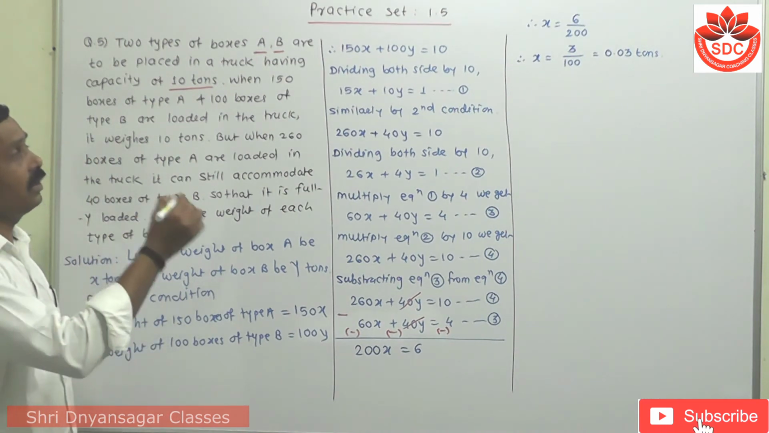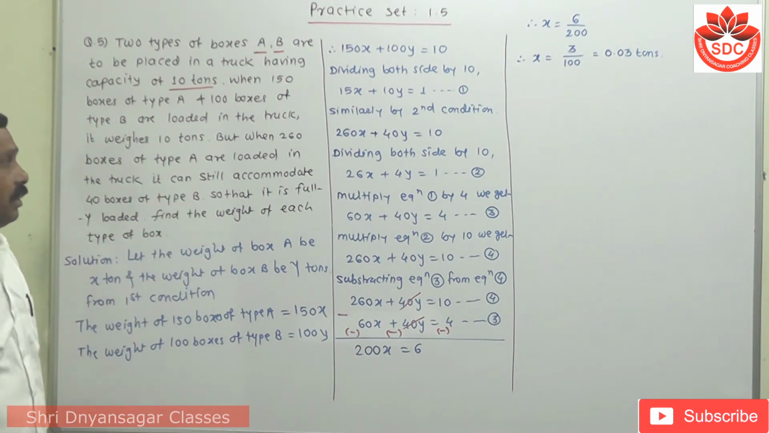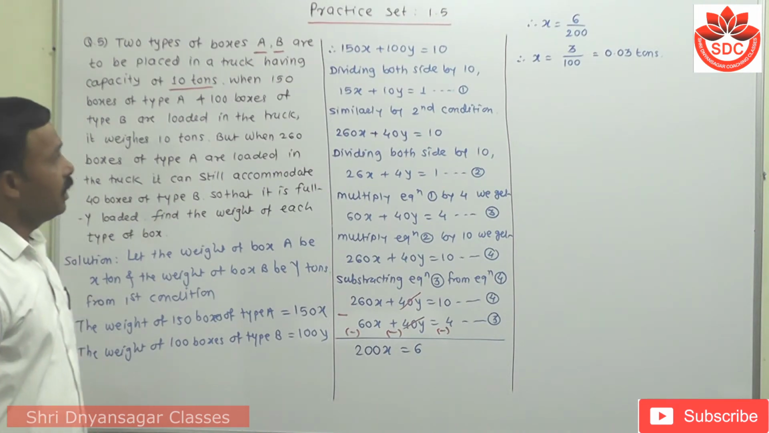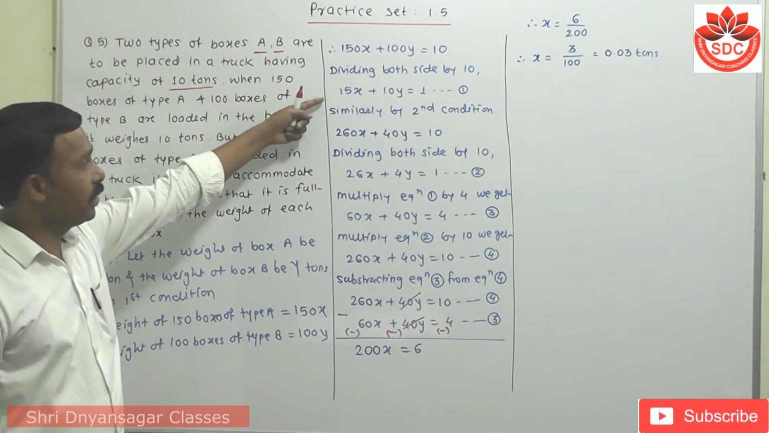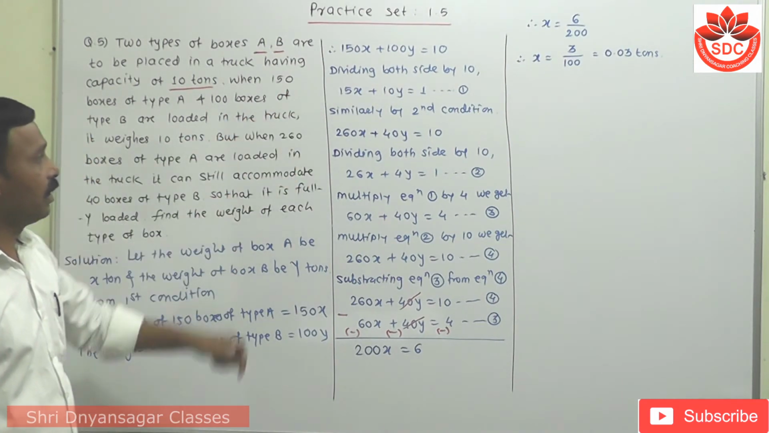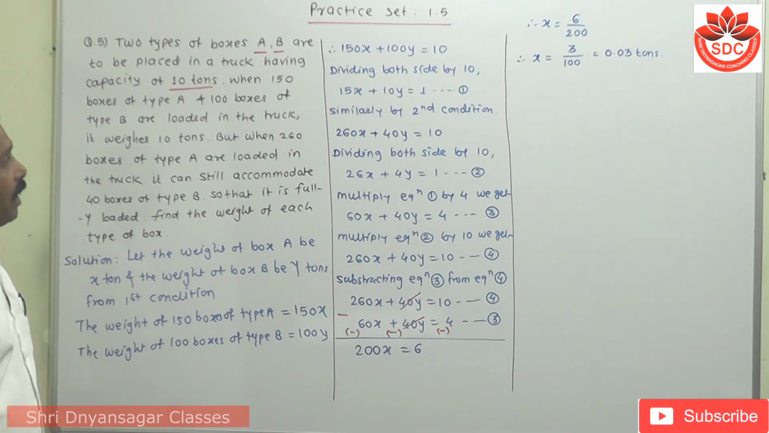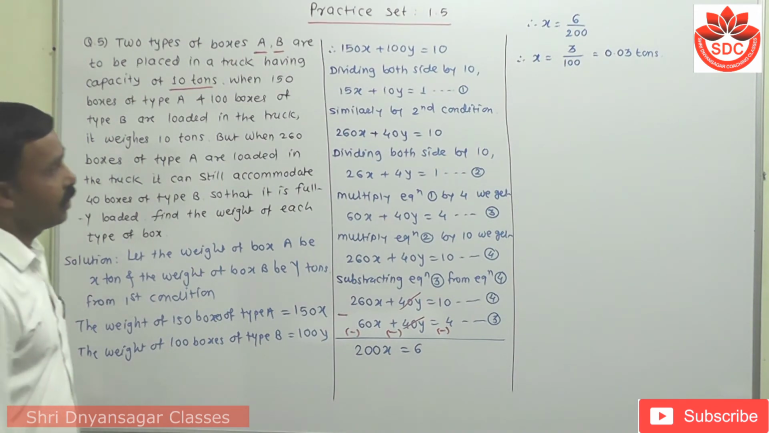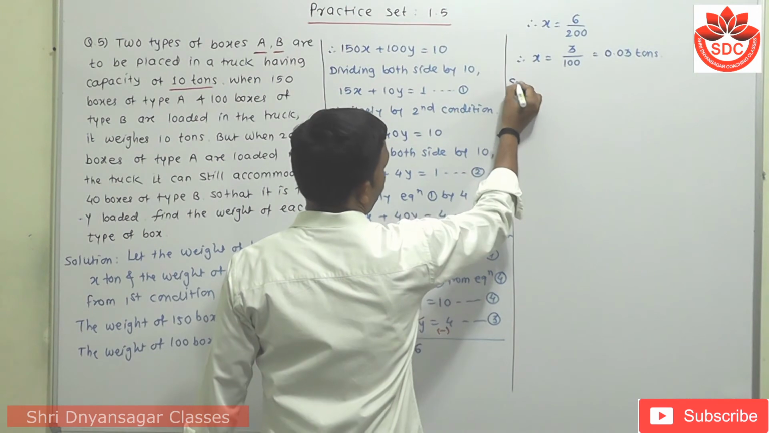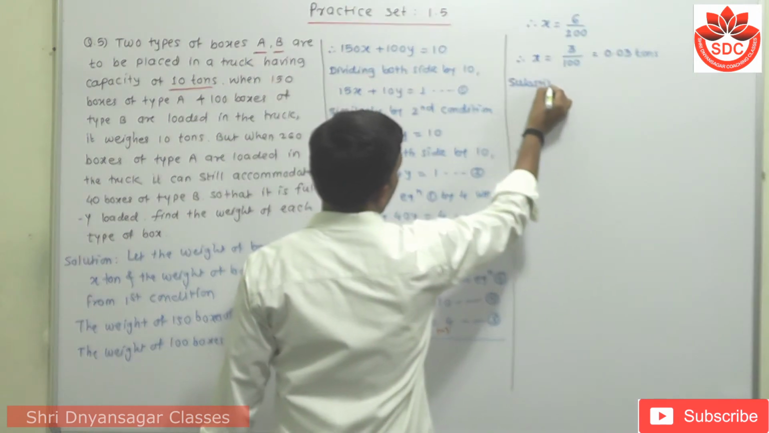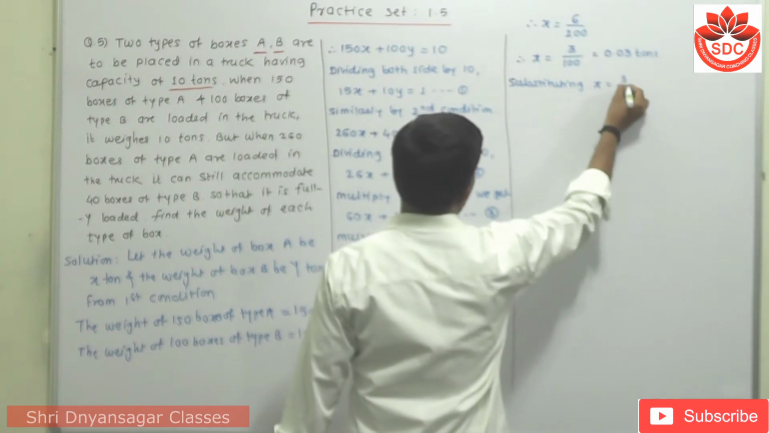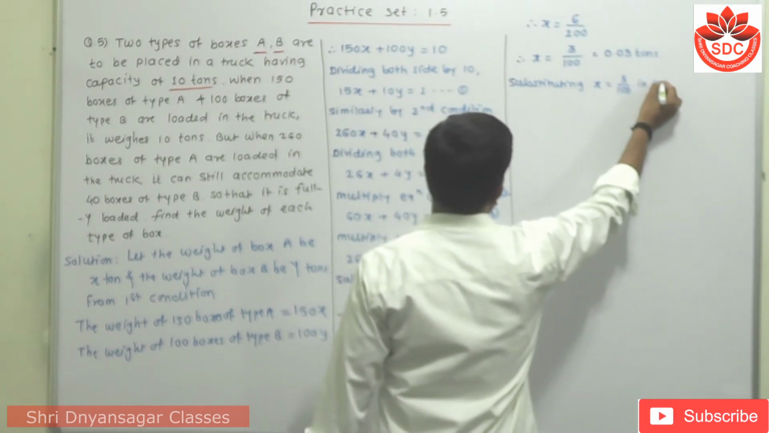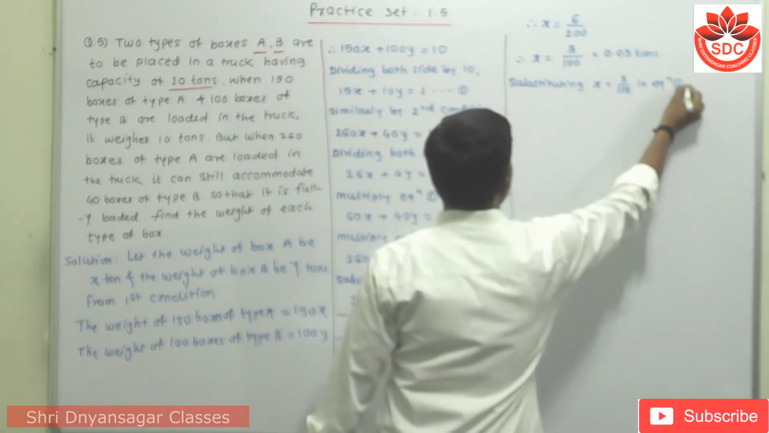Okay, now then we take the next. We have to substitute this value in any one equation. We get the remaining value. Now, in which equation is it simple? You have to put this in the first equation or the second equation. Now, I have to substitute this value in equation number first. So, substituting x is equals to 3 upon 100 in equation first we have.